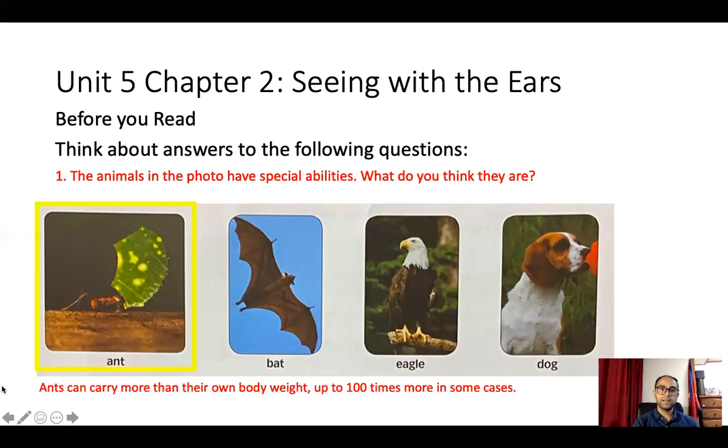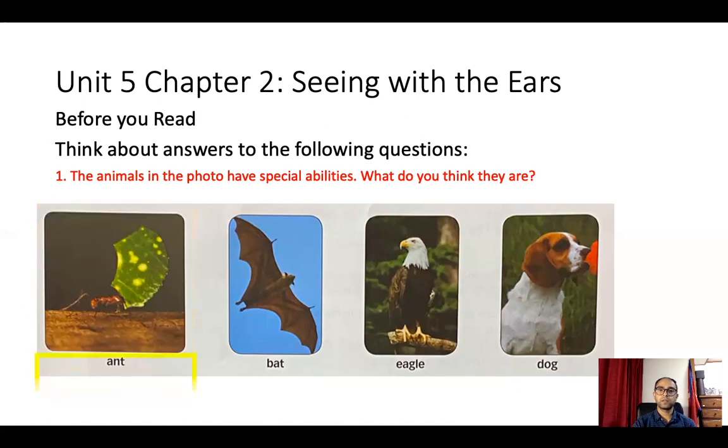Let's go. Ants. Okay, ants can carry more than their own body weight. For example, they can carry up to 100 times more in some cases. Oh, isn't that an amazing ability? For example, if my weight is 50 or 60, I cannot carry double my weight even. But ants can carry 100 times more weight compared to their body weight. That's a really strange ability. How about the next one?